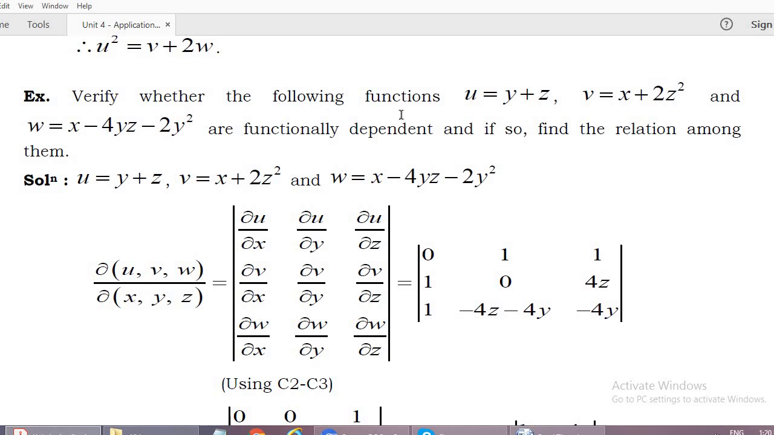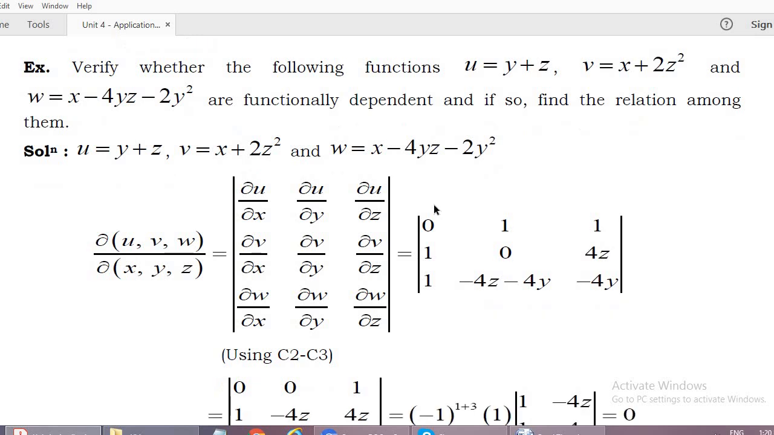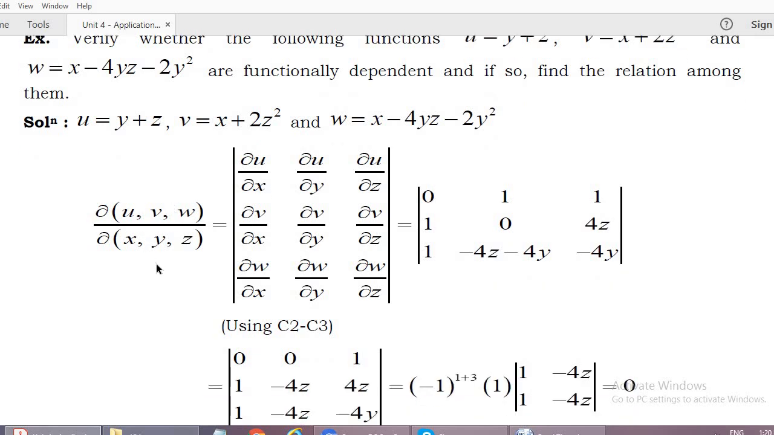Verify whether the following functions u equal to y plus z, v equal to x plus 2z square, and w equal to x minus 4yz minus 2y square are functionally dependent. And if so, find the relation among them. So we have rewritten u, v, and w. Again, writing directly the partial derivatives is not a problem. So the Jacobian of u, v, and w with respect to x, y, and z is like this.